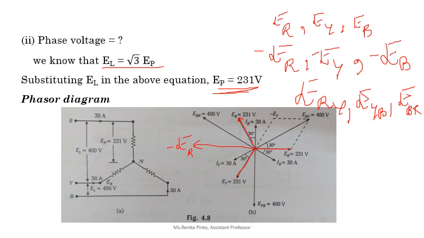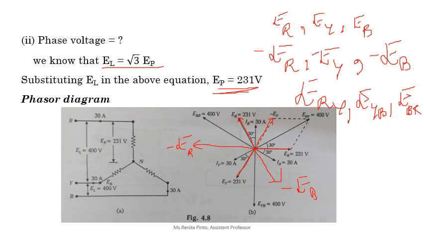Minus EY will come exactly opposite to EY. So you can see it is drawn here. And minus EB will exactly be opposite to EB. So this will be minus EB.